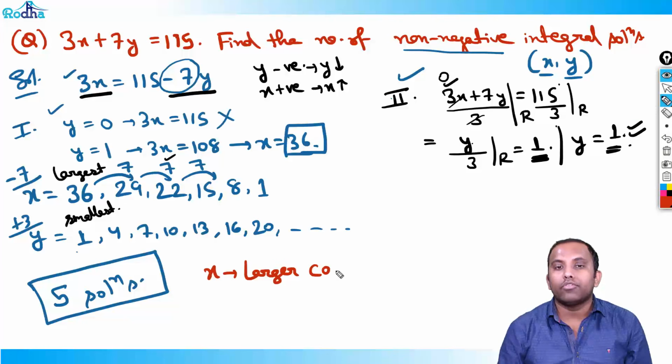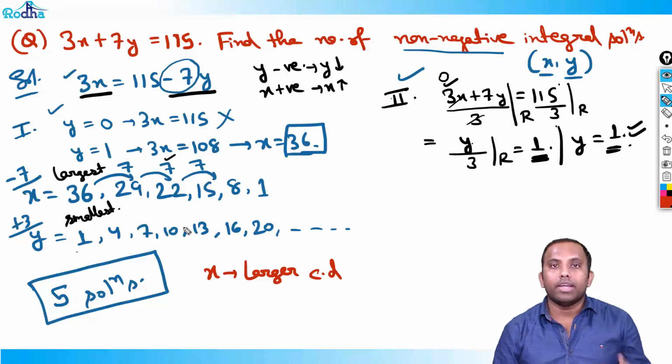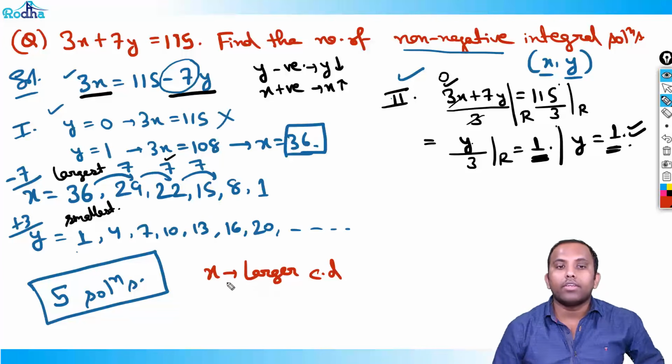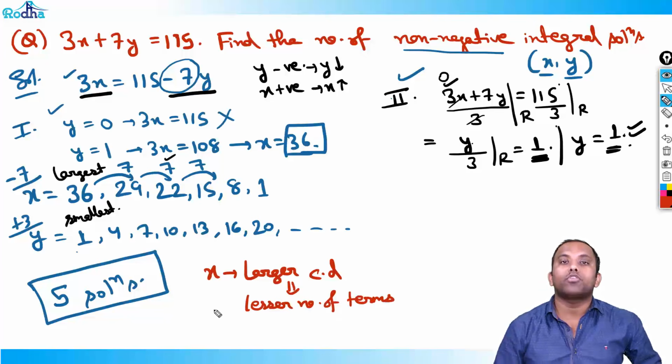So if the common difference is large in an AP, the series of x is an AP with common difference as the coefficient of y, that is minus 7, but in magnitude it is 7, right? Forget the negative sign for now. So if x has a larger common difference, then it will have a lesser number of terms.